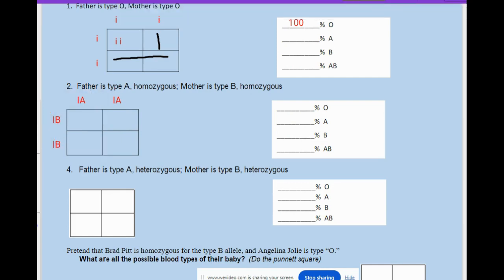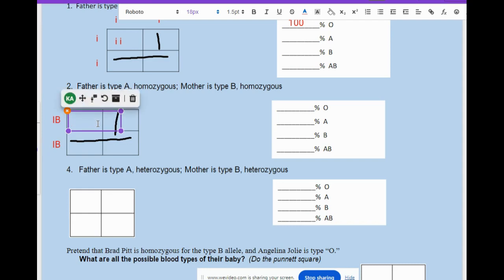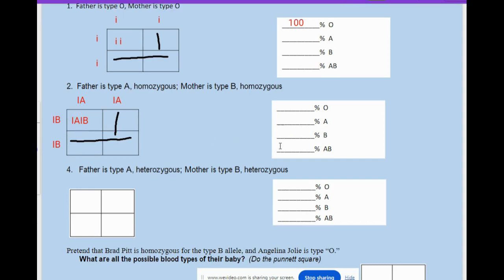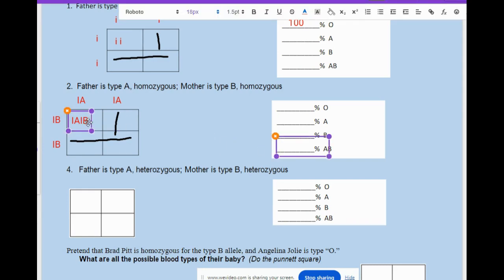All right, once again, since these are both big I B's, I can cross out this row. And since these are both big I A's, I can cross out this column. Yes, now it's only one. Saves me a little time. All right, this guy's big I A, big I A, big I B. So he's got an A allele and a B allele. So all 4 boxes would have been the same. 100% of their kids are going to be type AB.